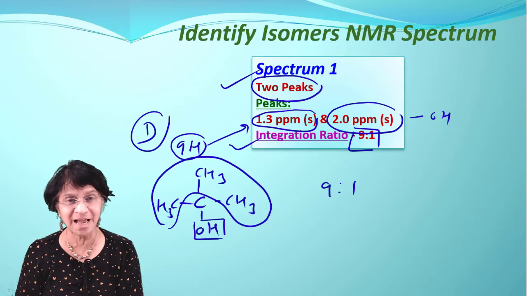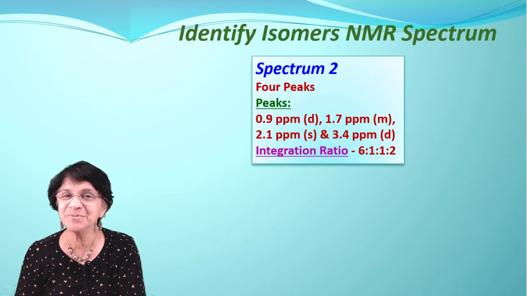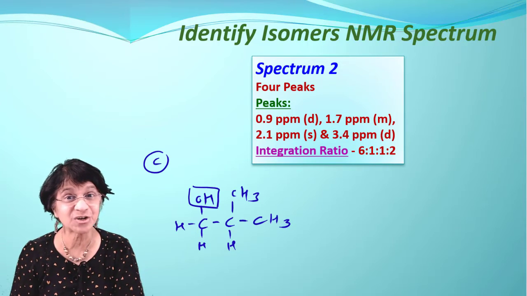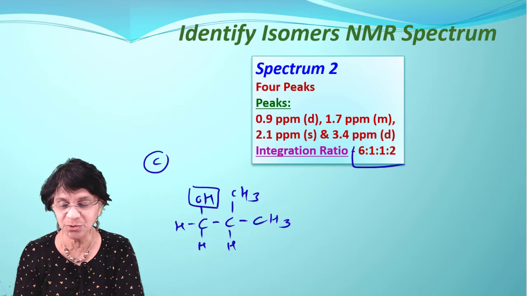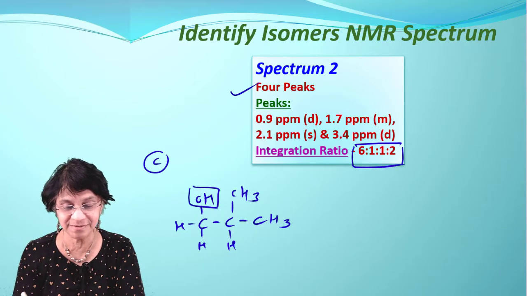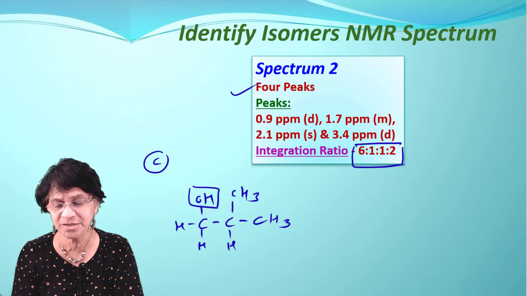Now you know that means the structure C will be matching spectrum 2. But let's confirm one more time. Okay, so that's the structure of our compound C. Let's look at the integration ratio. We got 4 peaks. Definitely we confirm that. And the ratio is 6 to 1 to 1 to 2.